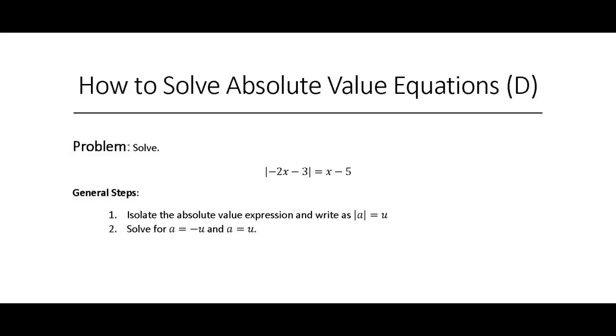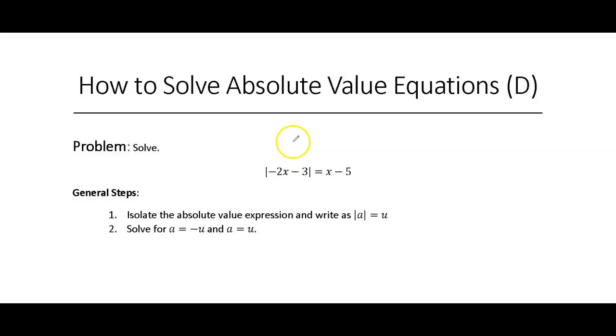How to solve absolute value equations. Example D. So we have the absolute value of 2x minus 3 equals x minus 5. This one's a bit different from the other examples, being that we have the variable on two sides of the equation, but we're going to treat it exactly the same.